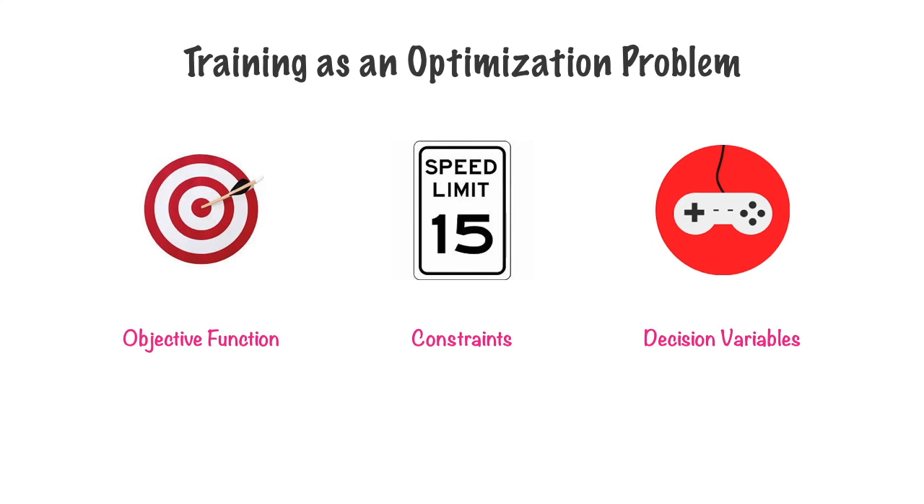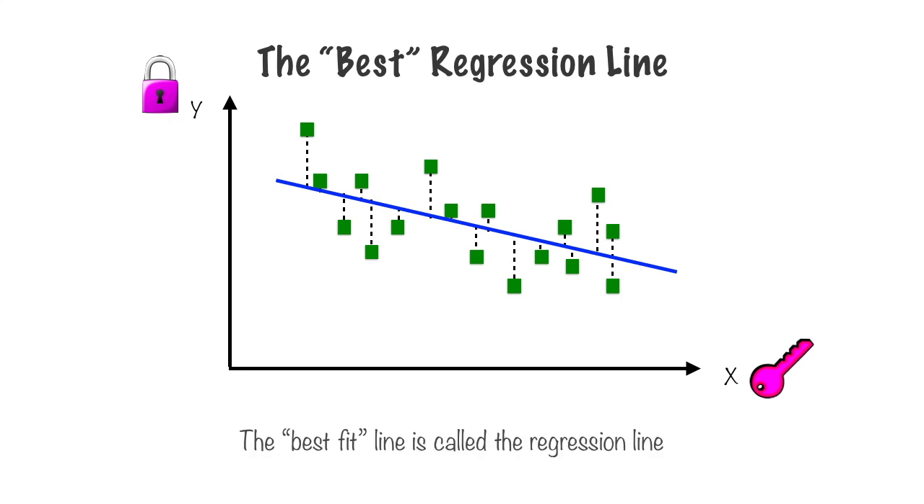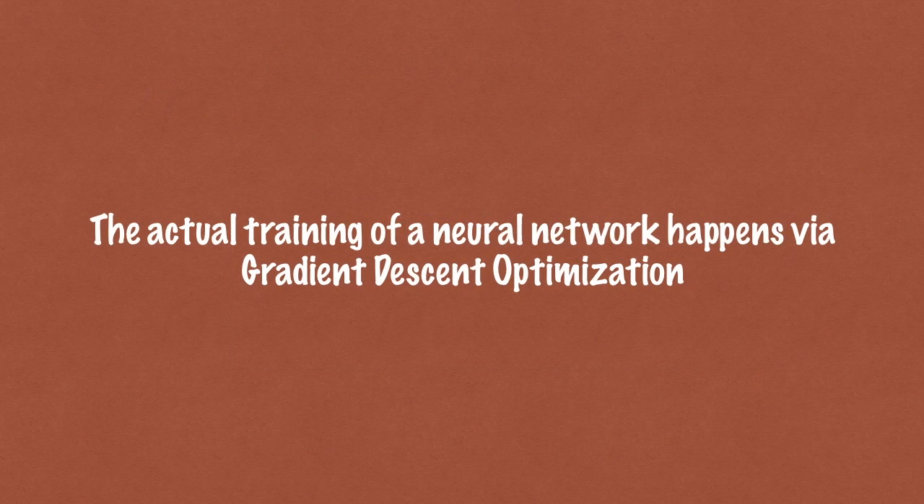We know the constraints are that we have to express the relationship as a linear relationship of the form y is equal to wx plus b. And the decision variables which are tweaked are the values of w and b. This optimization problem, in the case of linear regression, results in us finding the best fit line through a series of points. This best fit line is our regression line.